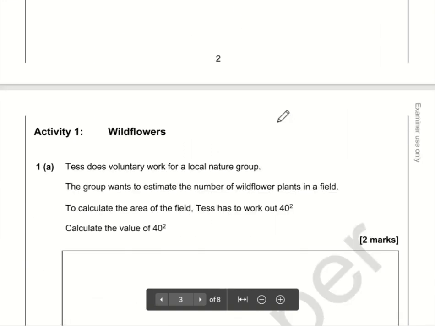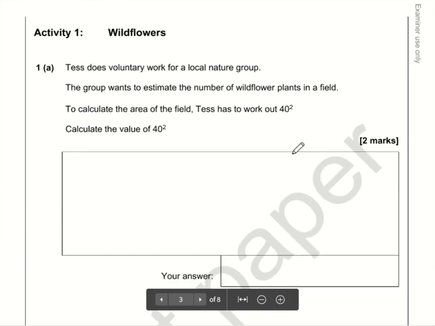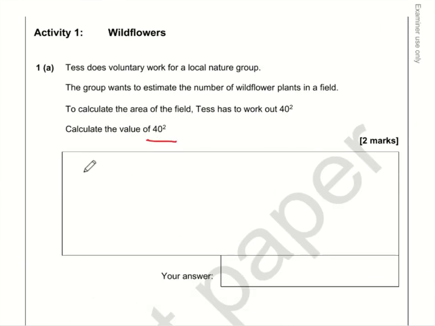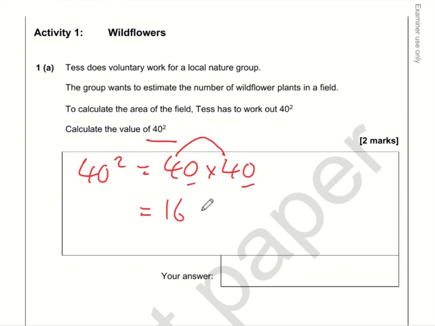So let's get started. Question number 1, all we need to do is calculate the value of 40 squared. Now 40 squared means 40 multiplied by 40. So for this question I would just do 4 times 4, which is 16, and then put the 2 zeros back in, so 1600.